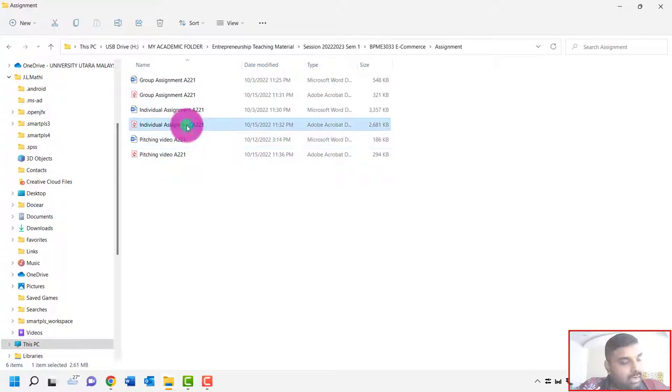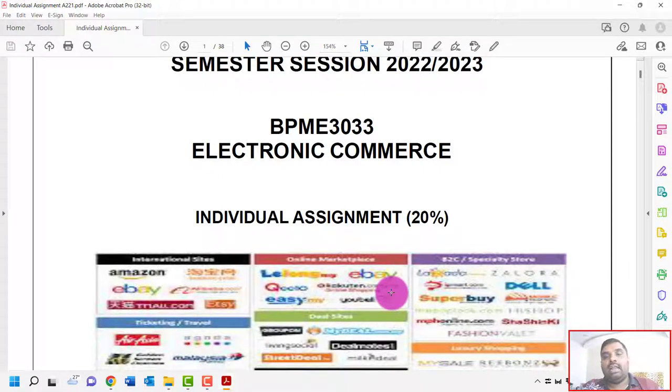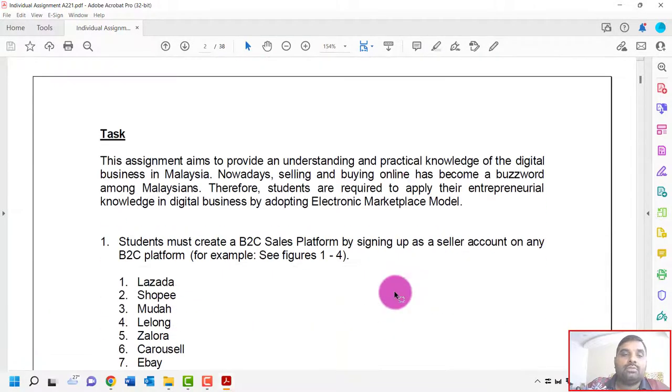Individual assignment. This one is a big task. Let me put it in simple words: the individual assignment is about B2C, business to consumer. So you have to assume yourself as an entrepreneur, and you have to find one product and sell that product online as well as offline. It depends on you. If you're selling offline, also can, but better online by using multiple platforms.